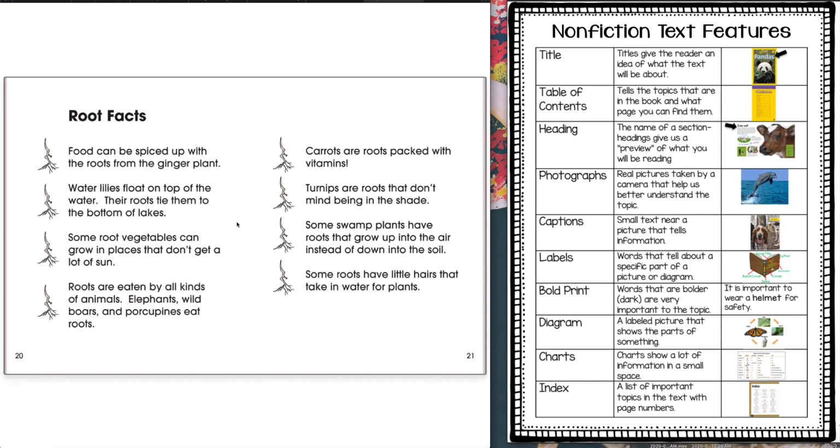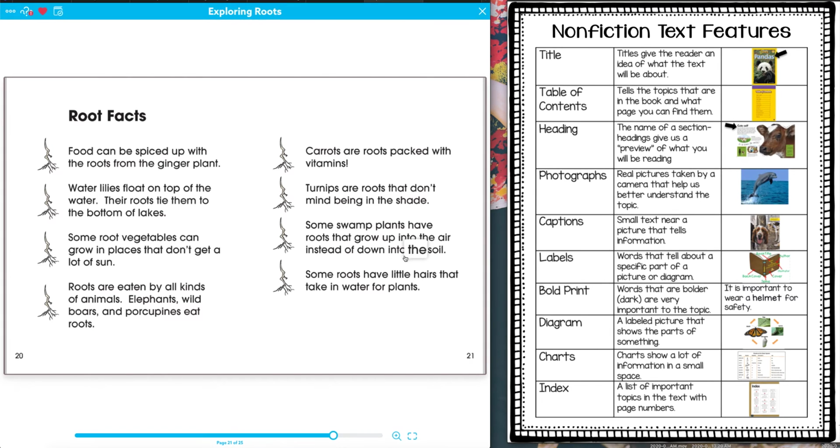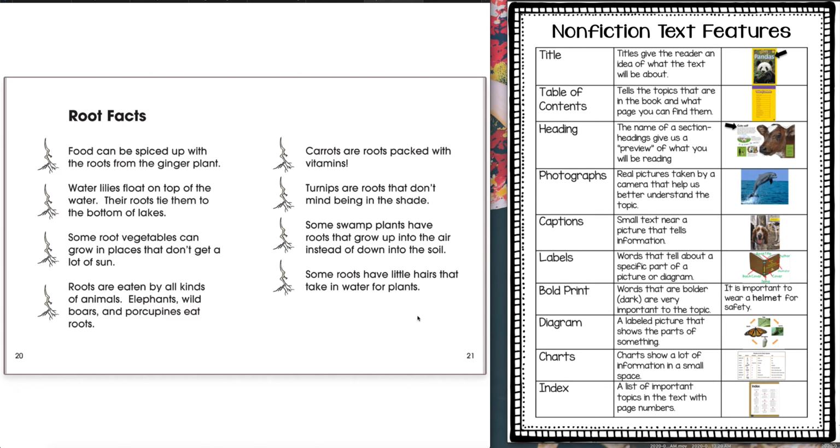Carrots are roots packed with vitamins. Turnips are roots that don't mind being in the shade. Some swamp plants have roots that grow up into the air instead of down into the soil. Some roots have little hairs that take in water for plants.